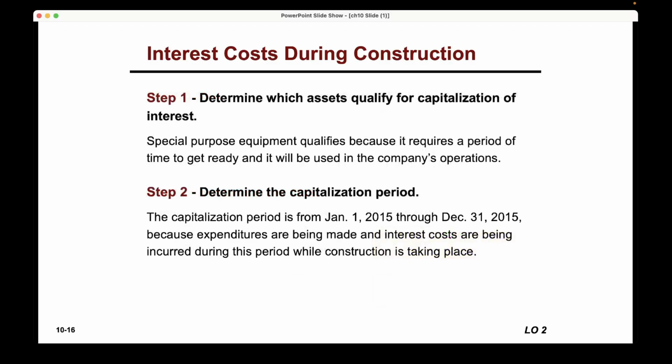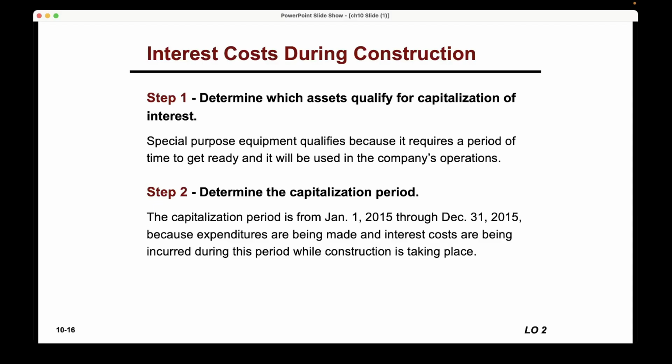Okay, so let's walk through the steps needed to determine how much interest to capitalize during the construction process, by referring to our previous explanations, the 3 considerations from our previous slide. In our example, the special purpose equipment qualifies for interest capitalization because it requires a substantial period of time to get ready, and it will be used in the company's operation. So it fulfills the first criterion of capitalization of interest.